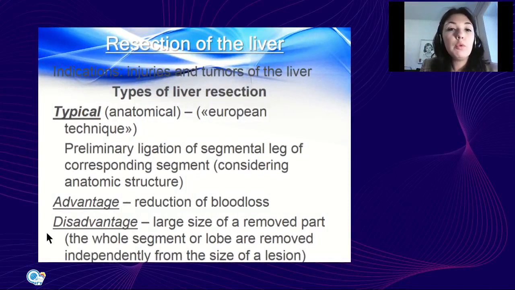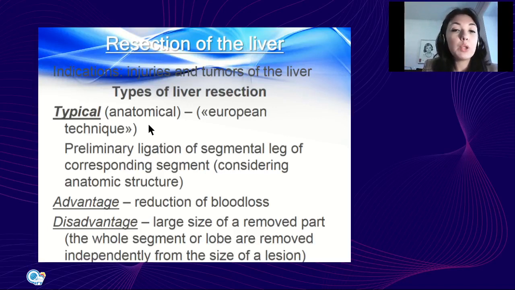So the most common surgeries on the liver, these are resections. So resection, you know, it is partial removal. And usually resections of the liver are performed in case of injuries and tumors of the liver. Mainly two types of liver resection are distinguished, typical and atypical.